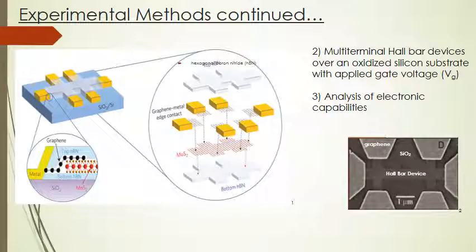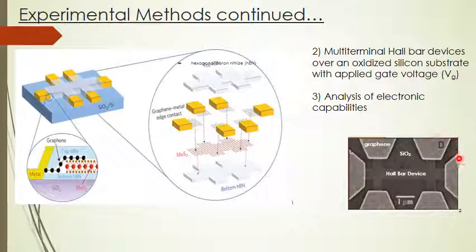So here's a diagram showing the graphene film deposited on a silicon dioxide substrate. Here's the graphene silicon dioxide substrate. To this, metal contacts were added, and in addition, a multi-terminal Hall bar device. The remaining components were added in order to make a device called the multi-terminal Hall bar device that was able to have a gate voltage applied to it and electronic output measured from the device.